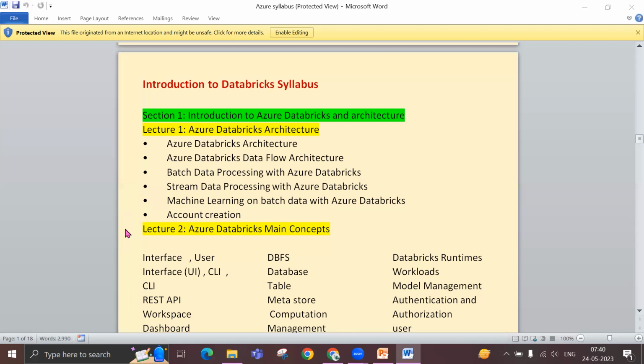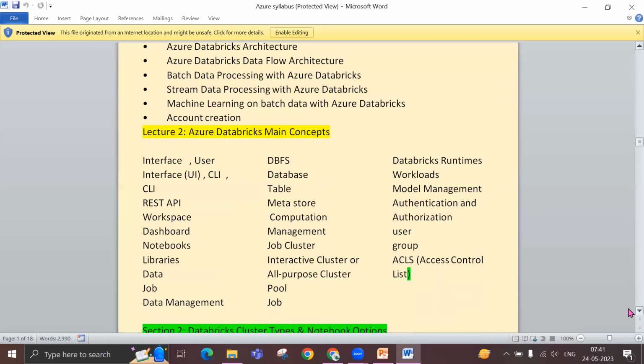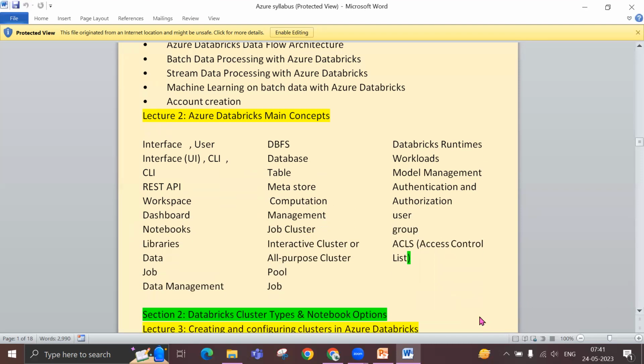In this one, we're going to broadly discuss the Databricks architecture and how the data flows. What are the different kinds of processing that Azure Databricks supports, which has one of the leading market shares in big data. And we will also discuss the main concepts as usual: the user interface, REST APIs, dashboards, notebooks, libraries, all of that.